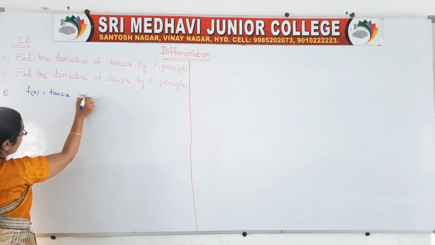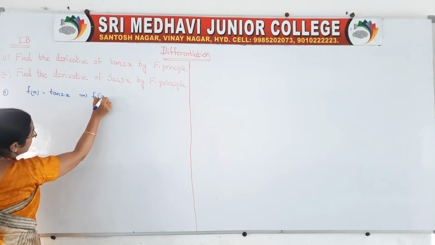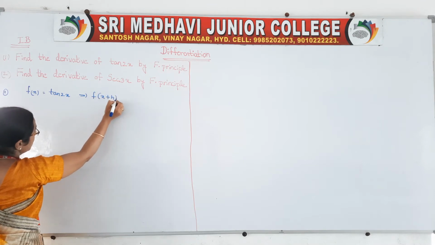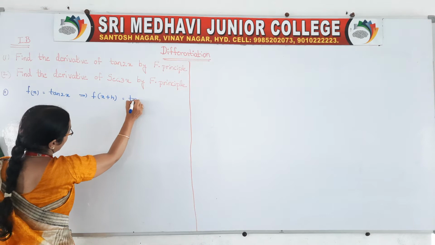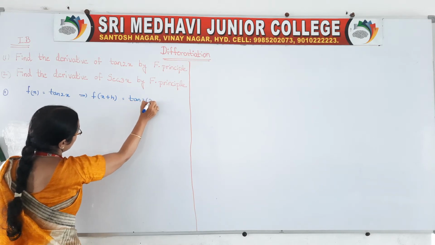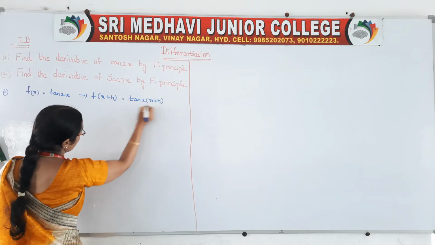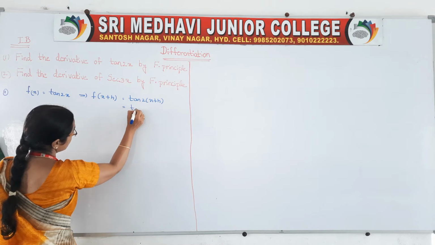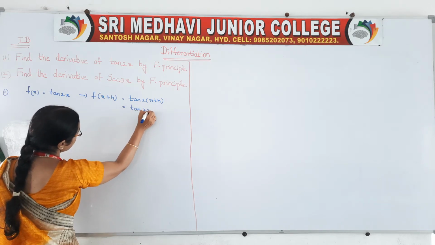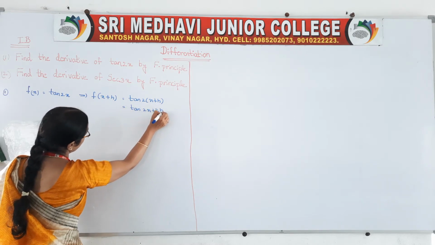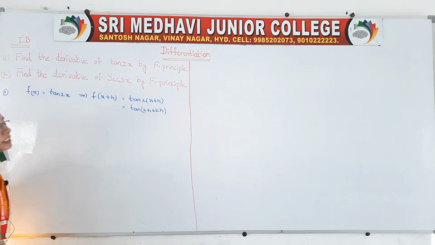With that you find out f(x plus h). f(x plus h) is equal to tan 2 into (x plus h). Okay, so we can write this as tan(2x plus 2h). So this is your f(x plus h).